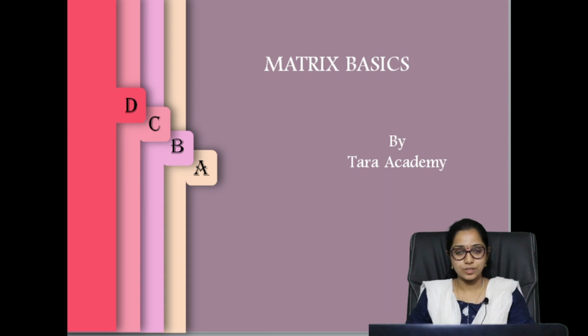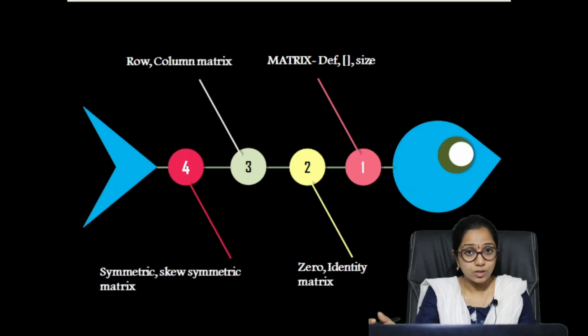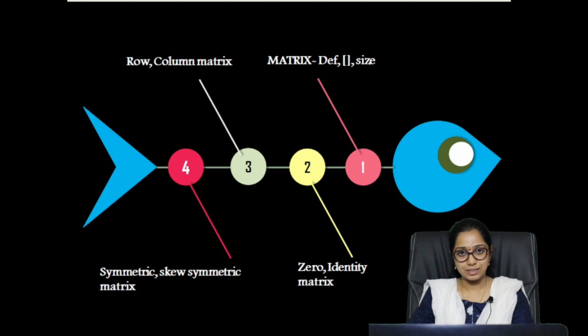Today we are going to discuss matrices: the basics, their definition, and the different types of matrices. As you can see on the screen, what is a matrix? A matrix is nothing but a rectangular array of elements, and it is represented in the form of square braces.